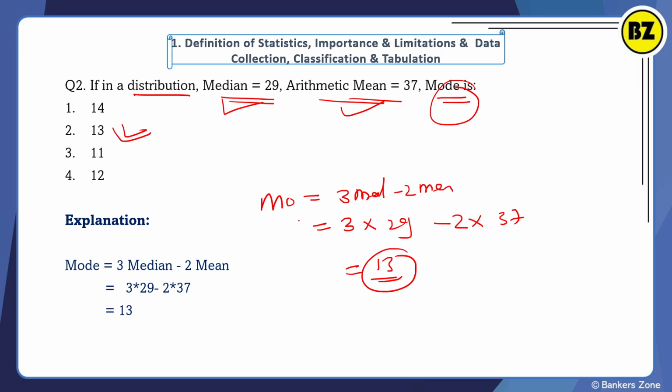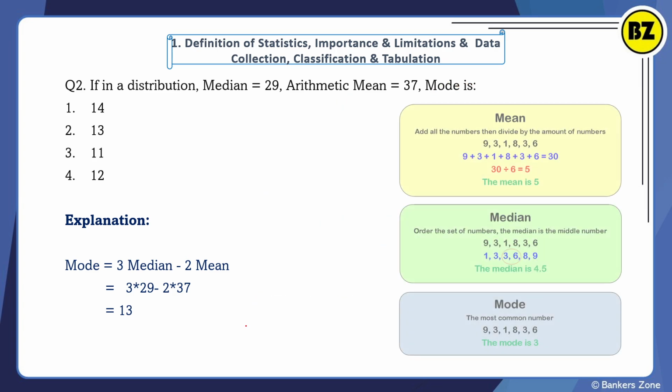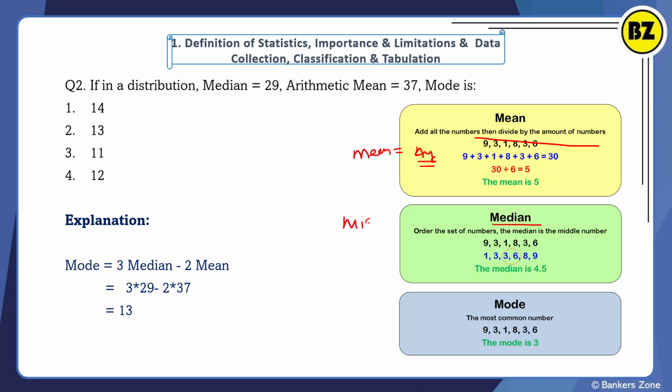Remember the formula: the mode is nothing but 3 times the median minus 2 times the mean. Now, an important thing you should remember. What do we mean by the mean? Mean simply means average. In a simple way, mean is nothing but the average. Okay, what is the median? Median is the middle number, the middle value.